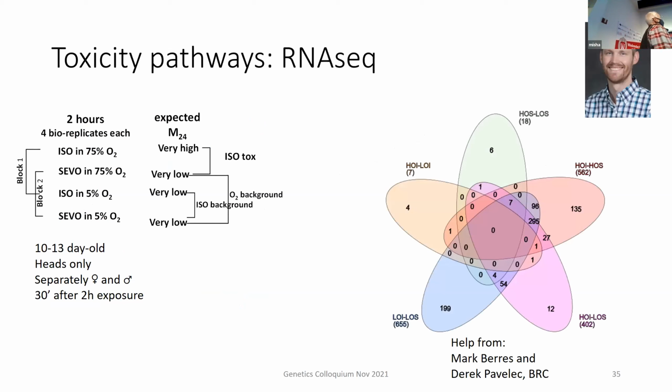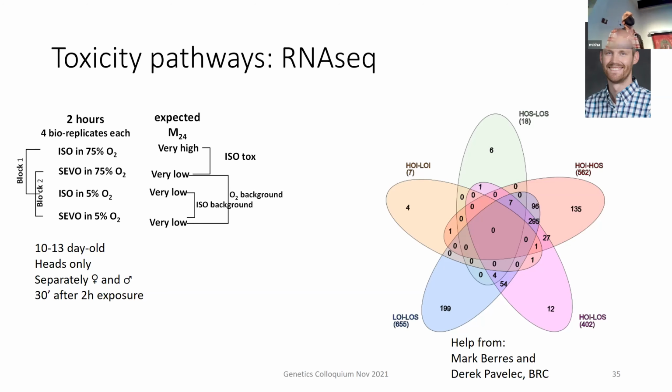We've done an RNA-seq at a certain time point. With the help of Mark Veris and Derek Pellis, we have established an experimental setup in order to be able to apply statistical blocking techniques. And we've done this in 10 to 13 day old heads only, separately for males and females. And this is just a color picture just to show what you get.